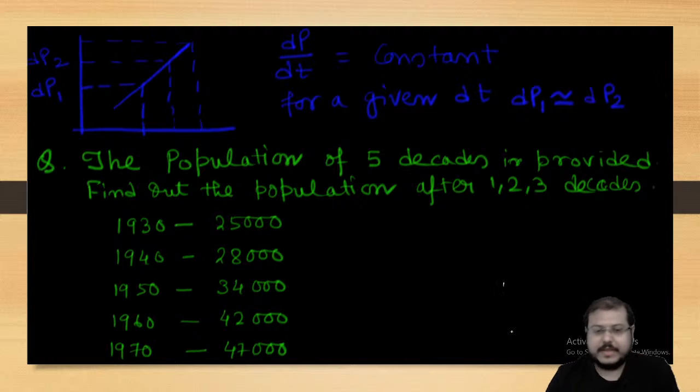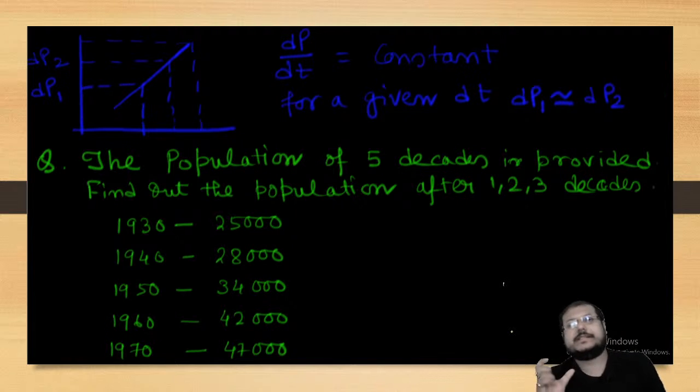So if it is represented graphically, there is a straight line segment because it is considering the CD segment, which is the straight line segment. So dp/dt is constant. So for a given dt, dp1 will be almost equal to dp2.